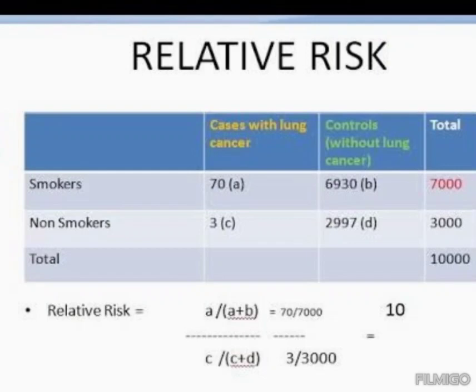Attack rate is the proportion of exposed people who become ill. If 80 people in a town are exposed and 60 people become ill, attack rate is 75%. That is, people who become ill divided by total people exposed, 60 divided by 80 into 100, which is 75%. Attack rate, people who become ill divided by total people exposed, is the formula for attack rate.